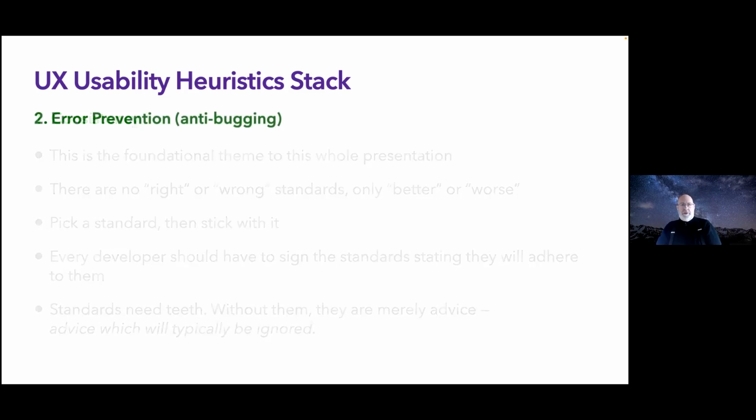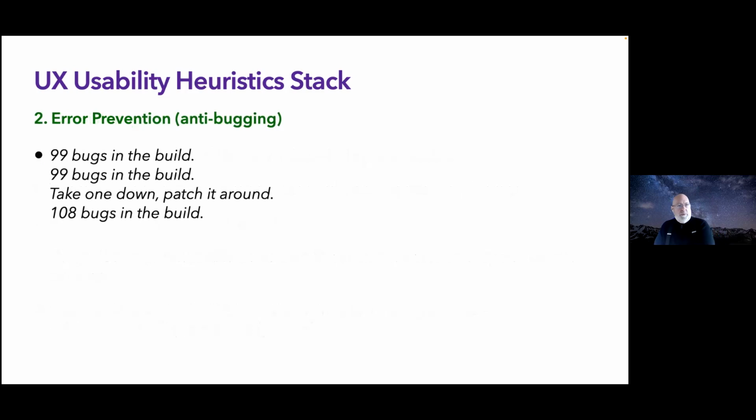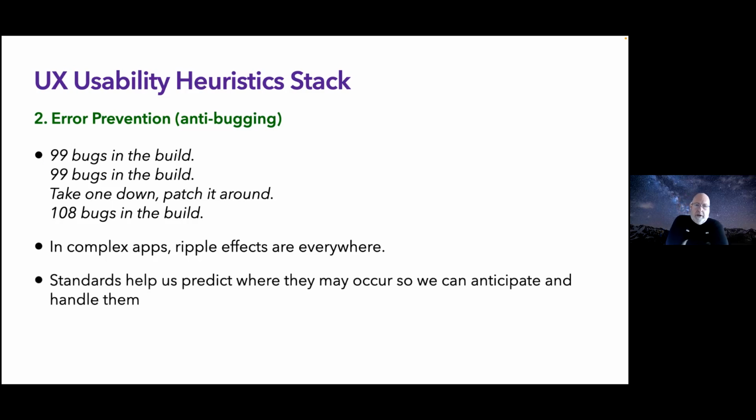So let's look at error prevention. We've probably all seen the T-shirt or the meme just shown here. In complex apps, ripples are everywhere. And standards help us predict where they can occur so we can anticipate and handle them. I literally, in my previous employer, could change one FileMaker field name and break 5 websites if I wasn't careful. And so the standards help me prevent that kind of disaster.